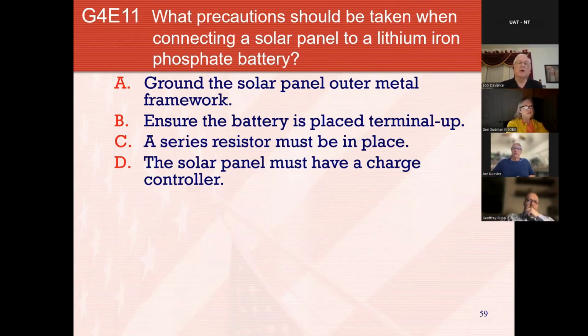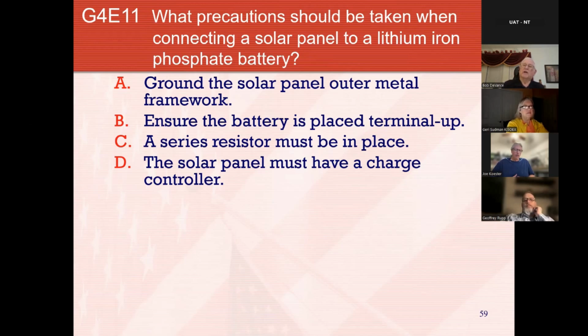They have a little typo there. A lithium ion phosphate battery. Anytime you're using lithium ion batteries with any amount of capacity at all, you have to have a charge controller to go with it. The charge controller takes the voltage and the current coming from the solar panel and regulates it down to whatever it needs to be.